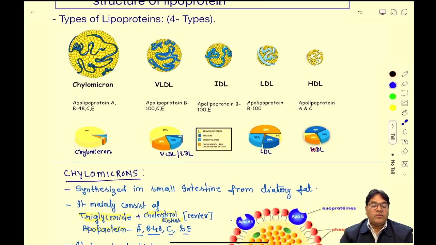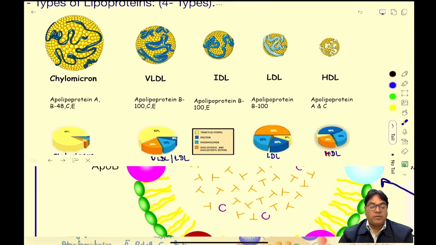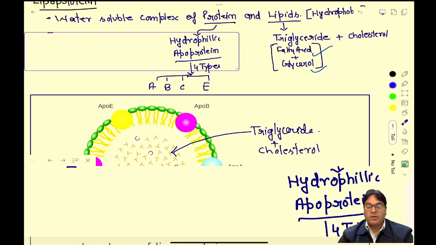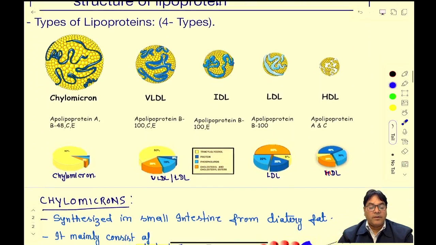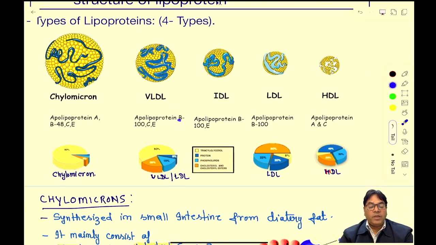These chylomicrons consist of apoprotein A, apoprotein B48, apoprotein C, and E. And this graph is actually showing the different components in different ratios. If we enlarge this graph, then we will find something else. VLDL consists of B100 as compared to B48, C, and E. Apoprotein B100 and E is a part of IDL. LDL have got apoprotein B100 only, while HDL have got apoprotein A and C in its structure.